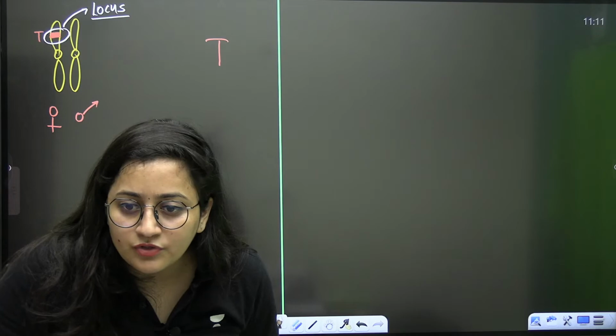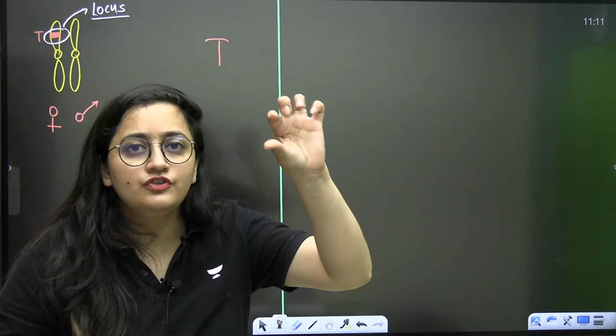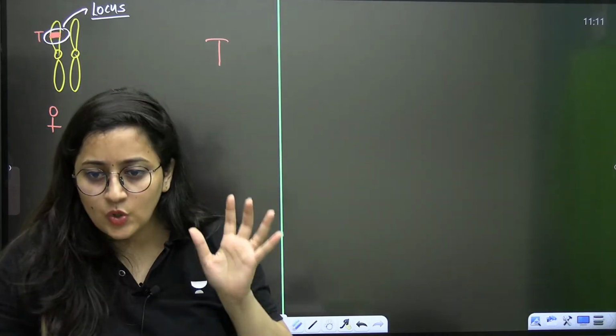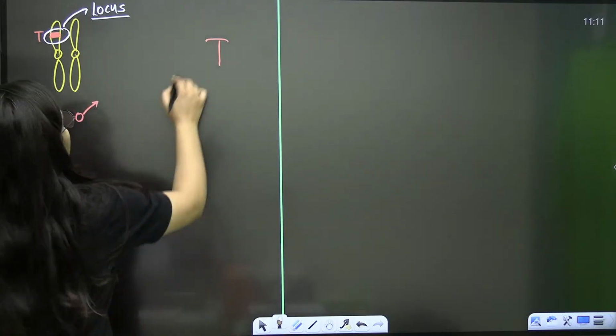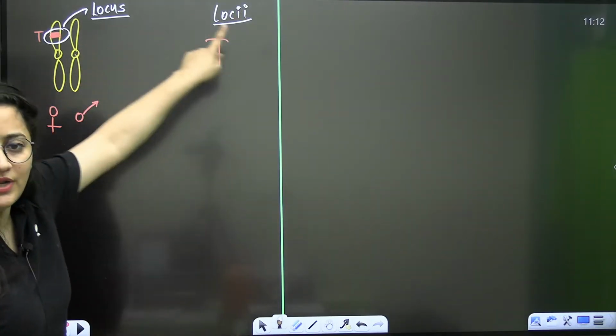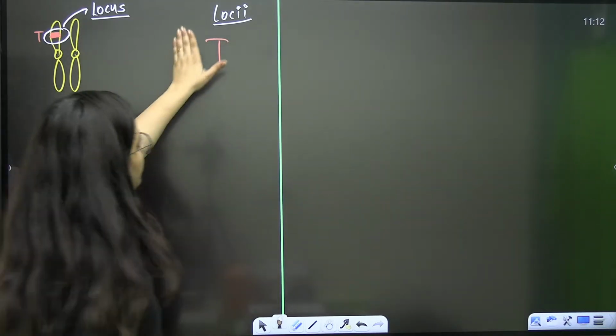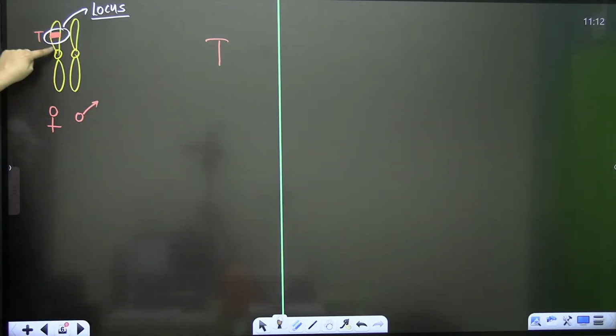Which is the term that we use for it, Dushyant? We use the term locus for it. Locus is the position of a gene on a chromosome. What is locus, everyone? It is the position of a gene on a chromosome. And when we use the word loci, obviously it is the plural. This part clear? Gene is present on the chromosome, we are calling it locus.